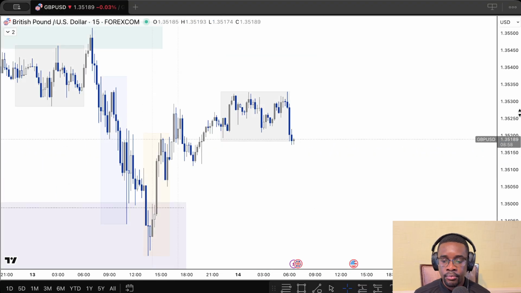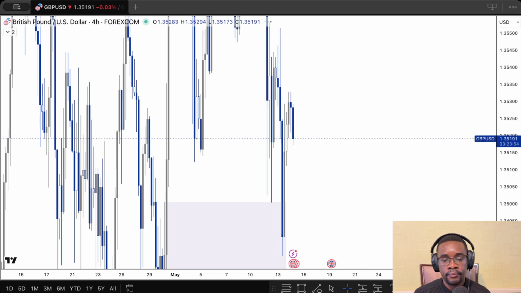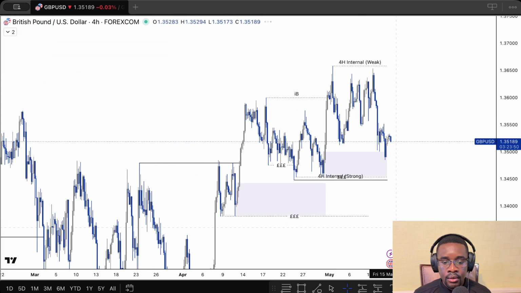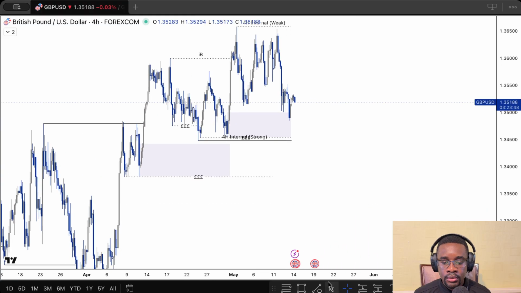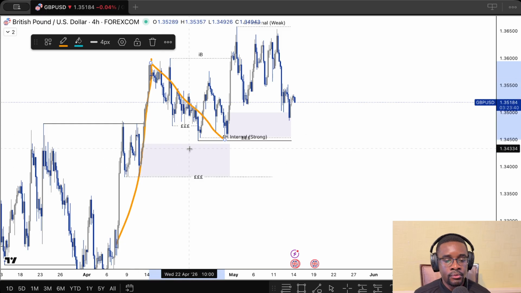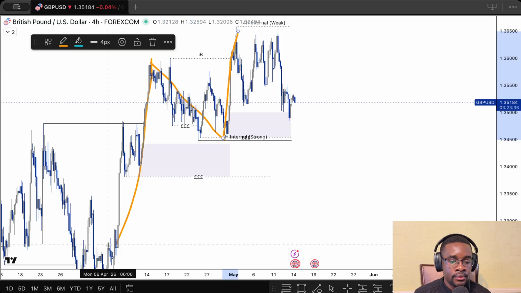So let's look at the pound. Let's start on the 4H. On the 4H, this was our break. This pullback, I'm not yet considering a swing pullback. My swing leg is still all the way from down there. Then this is just a minor pullback, and then we have this push up.